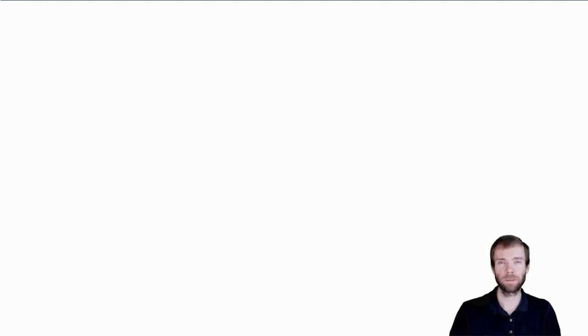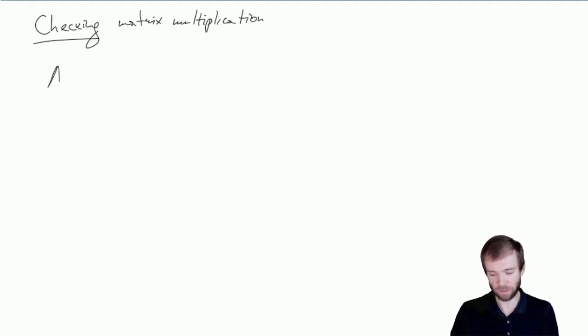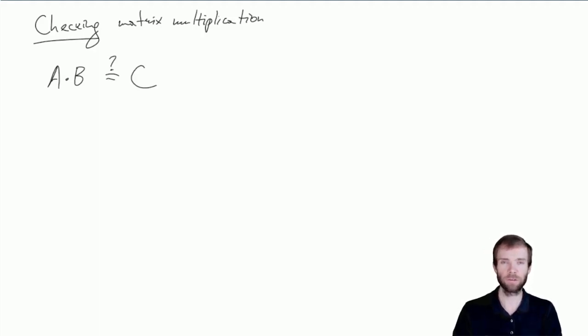The first algorithm that will employ our Miller-Lipton-Schwarz-Zippel lemma is the algorithm for checking matrix multiplication. So suppose that a friend of yours has computed a product of two matrices, A and B, and got some matrix C. But he or she is not quite sure about whether this computation was right or wrong. And so you are to check whether C is actually equal to A times B.